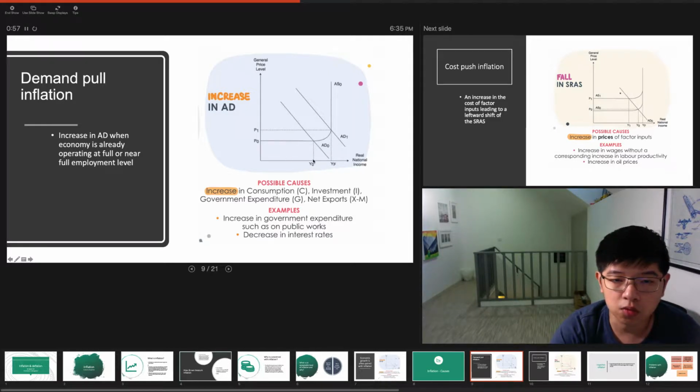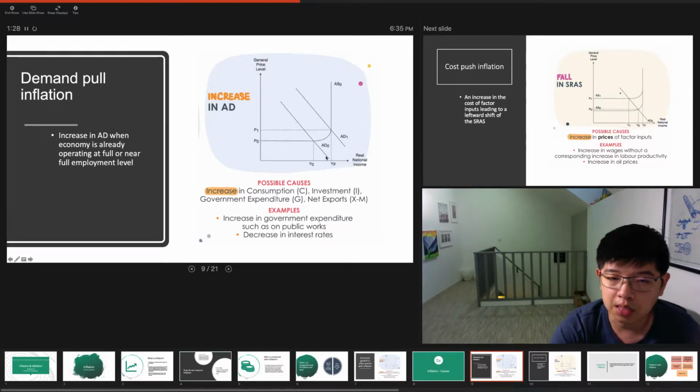Now, why is it that when you move from Y0 to YF, your prices also go up from P0 to P1? So the simple explanation here is that if you are already quite close to full employment level, resources in the economy are becoming increasingly scarce. As resources in the economy become increasingly scarce, and you want to actually produce more goods and services and satisfy more of the demand that people are having, then you will have to actually beat up the existing firms that want to hire resources in order to produce more goods and services.